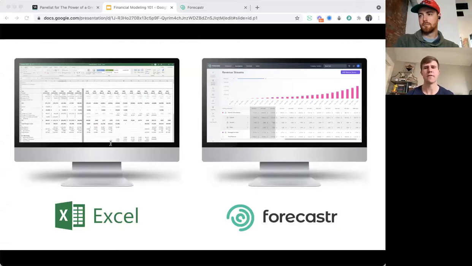In Forecastr, every model is still unique, but it's standardized within our own platform. So that way you can compare yourself to your cohorts, link up your data sources, and it makes it smarter and way more efficient. And we also have a team of experts that help you along the way, from the initial build of the model to any ongoing questions, any ongoing support you need.